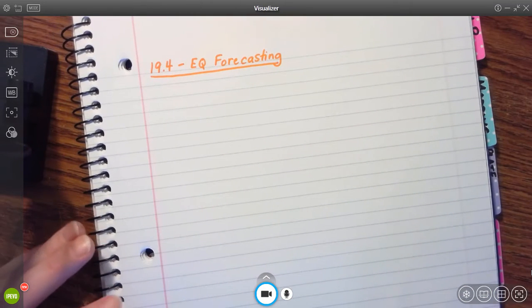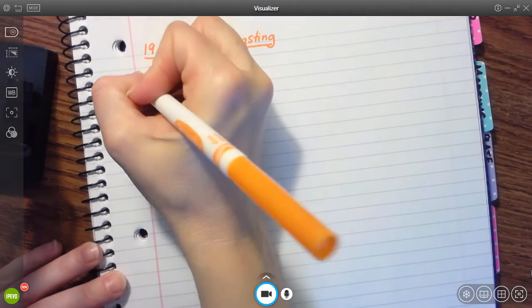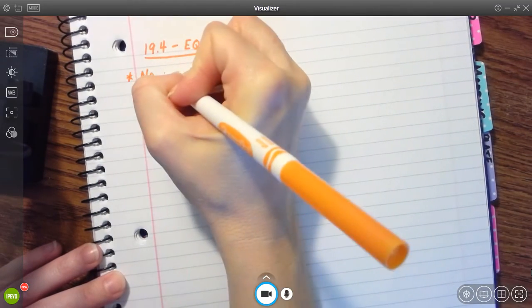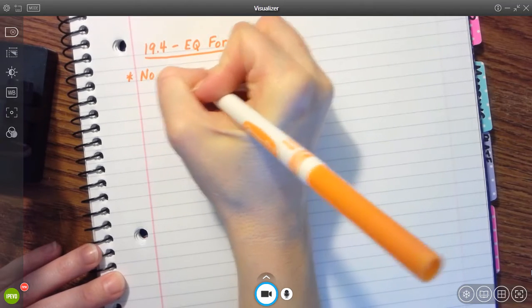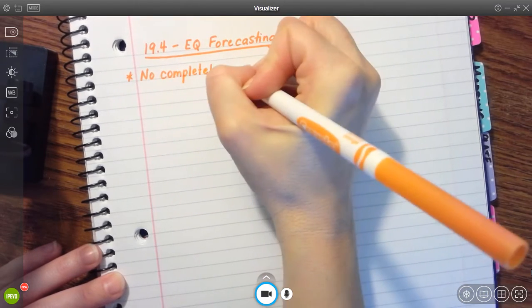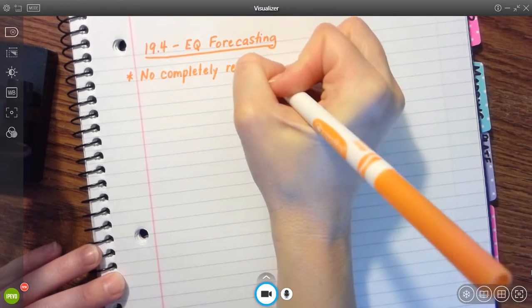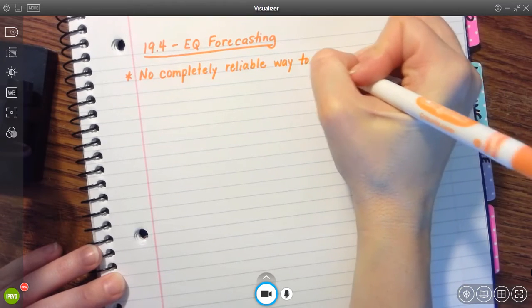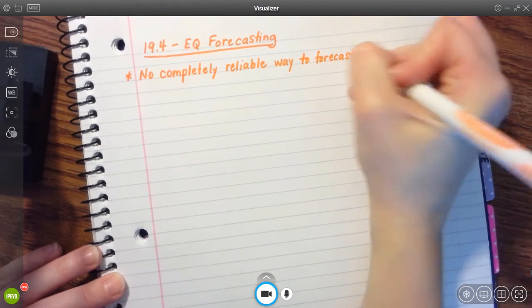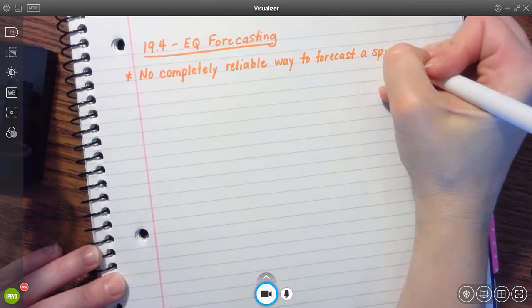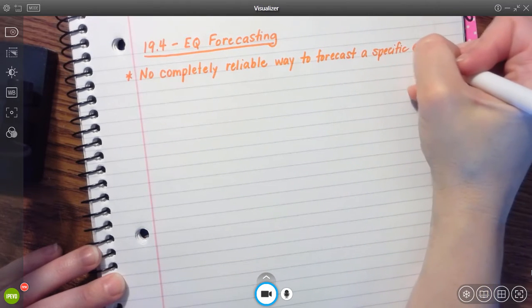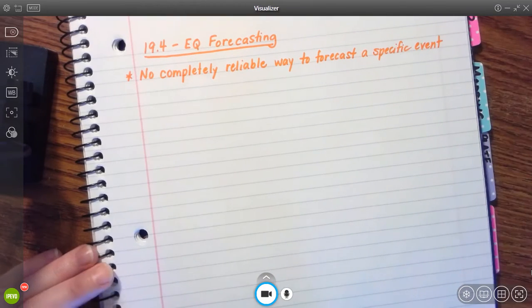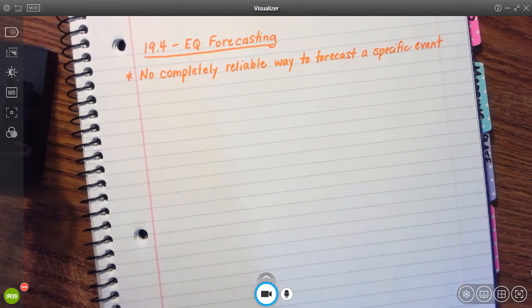So, when we're talking about earthquake forecasting, it's important to note right off the bat that there is no completely reliable way to forecast a specific event. Like a lot of other things that we've talked about in this class, there's no way for us to completely pinpoint when and where an earthquake will occur.